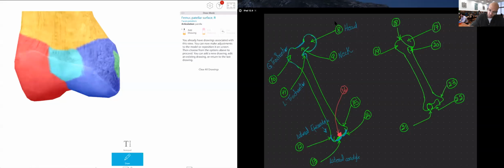About 14, the articular surface on the medial side, on the same side as the head. So this is going to be my medial condyle. And what do we call the bony eminence above the medial condyle? Medial epicondyle. And what do we call this smooth surface where the patella is going to be articulating? This is my patellar surface.